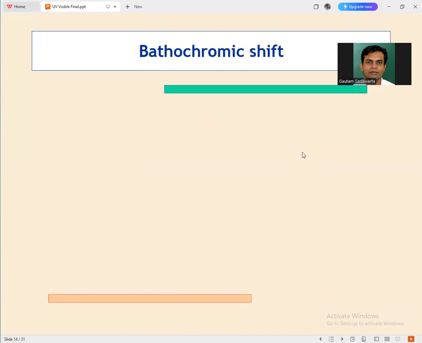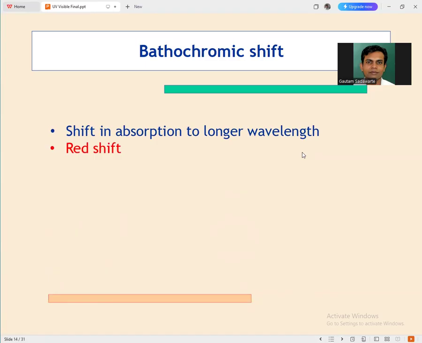Now next, there are two types of shift: bathochromic shift and hypsochromic shift. Bathochromic shift is a shift in absorption to the longer wavelength. See here, it is also called a red shift. In this case, the wavelength goes on increasing.